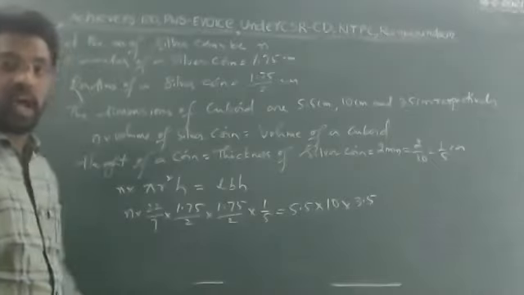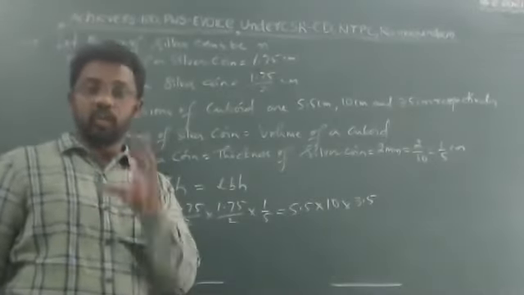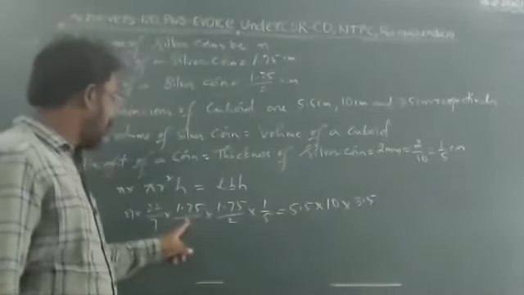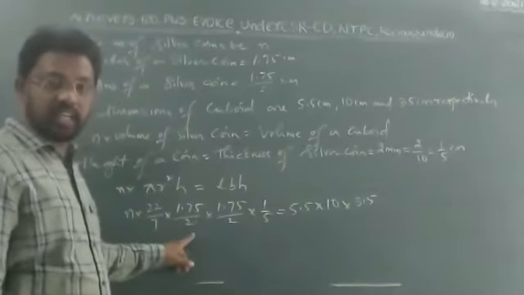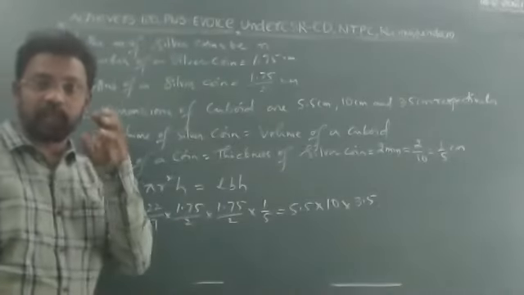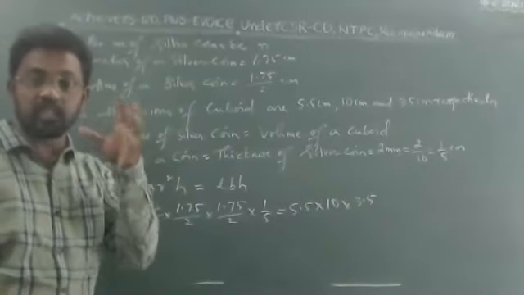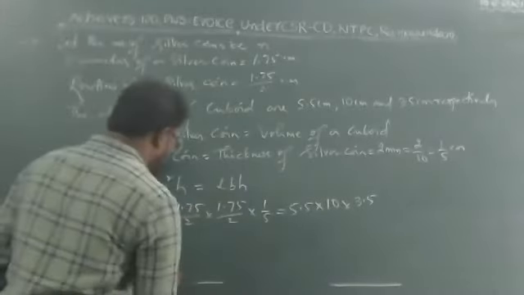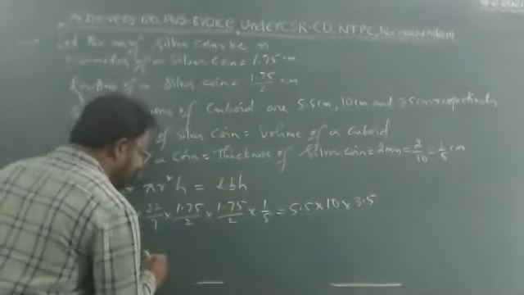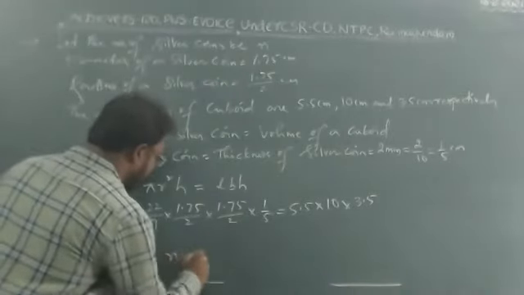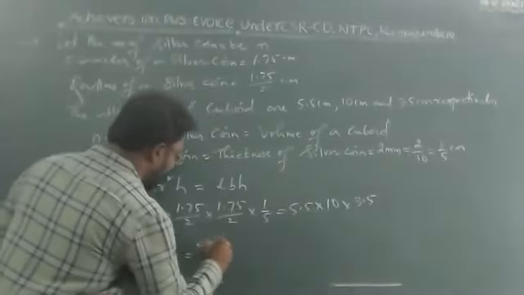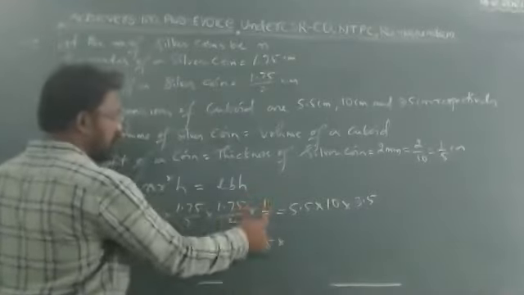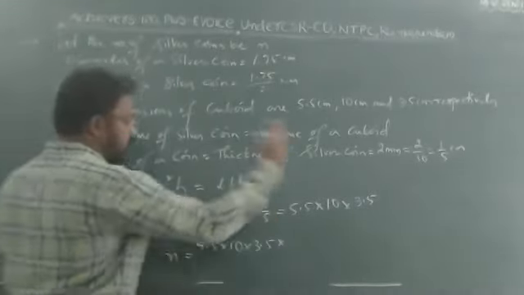Now we have to find how many coins you get after recasting the cuboid. After recasting into coins, with the given radius and the height being the thickness, how many coins can you make? Okay, fine. Now send one to the other side. N is equal to 5.5 into 10 into 3.5 into 1 by 5, and 22 by 7 sent to this side.